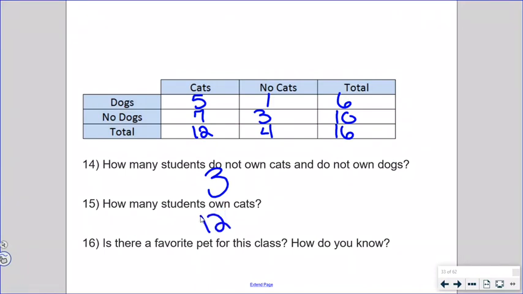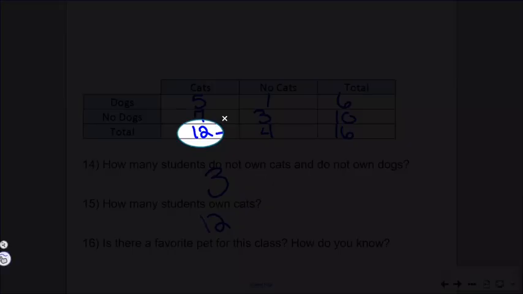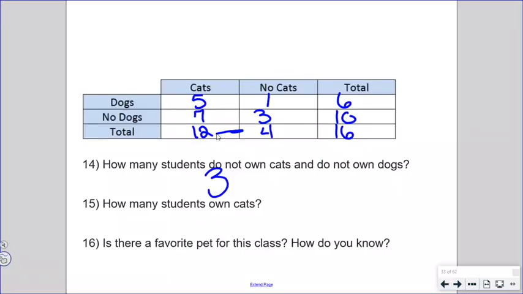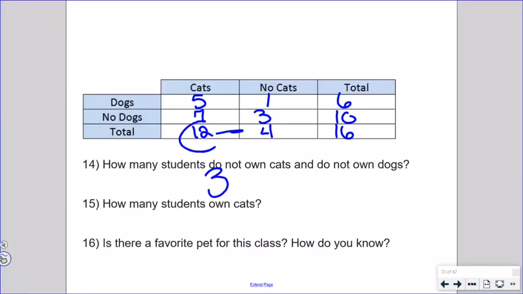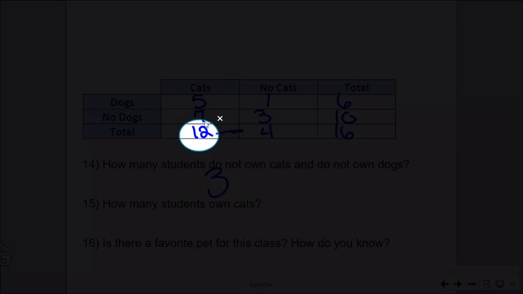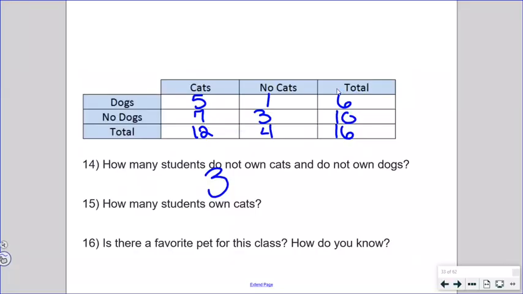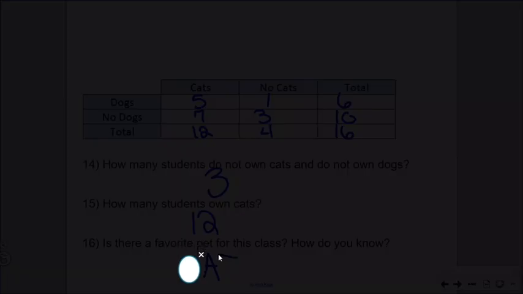Is there a favorite pet for this class? Of course there is. Cats. Well, wait a minute. 12 people love cats compared to 6 people who love dogs. Yeah. Cats. 12.